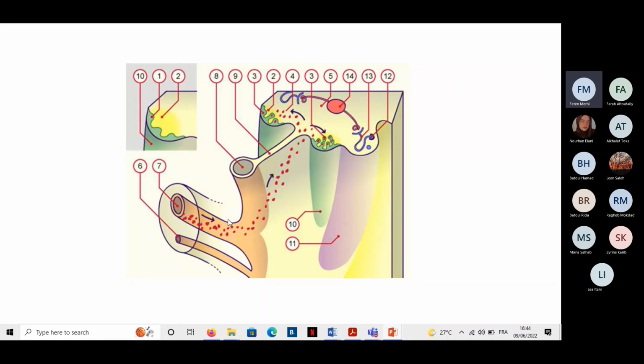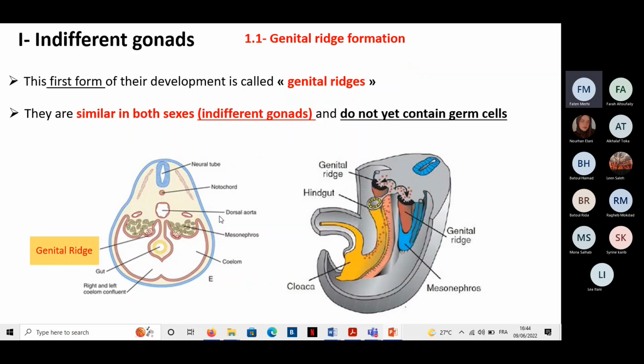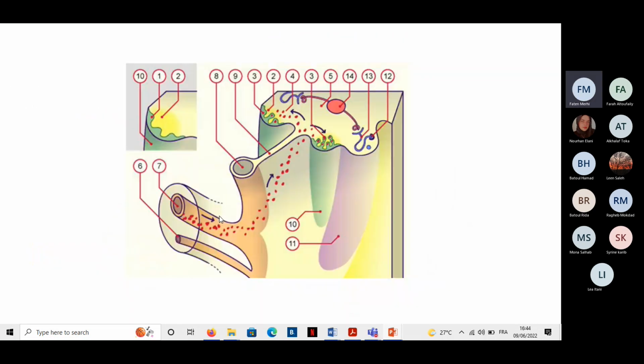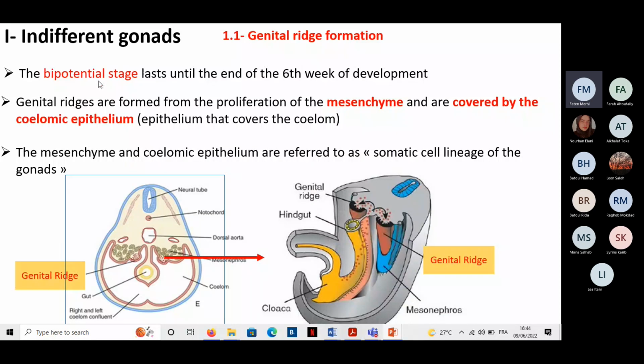Now, this bipotential stage lasts until the end of the 6th week of development. So until the end of the 6th week, the gonads or those genital ridges are still bipotential. They are indifferent. After the 6th week and at the beginning of the 7th week, we will start to have some differences between the females and the males in the gonads. So this indifferent stage will last until the end of the 6th week of development.